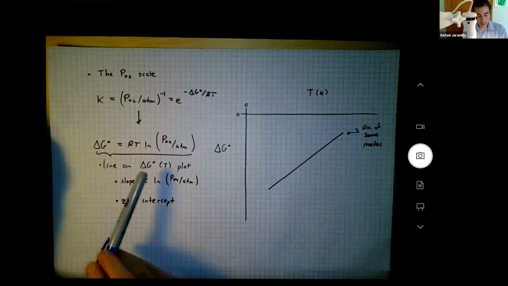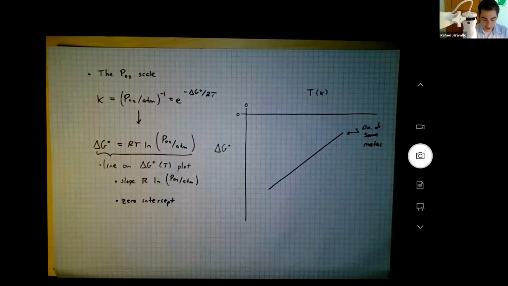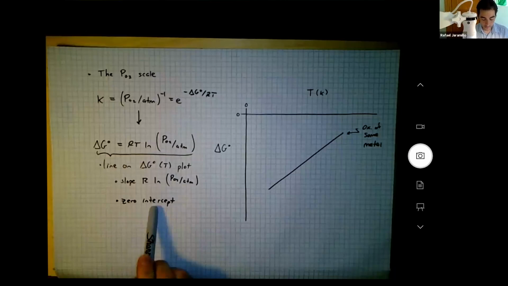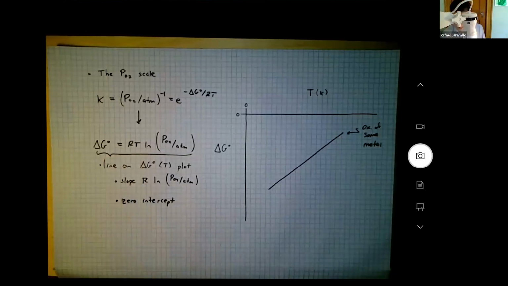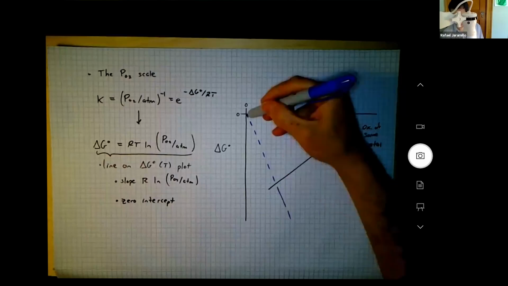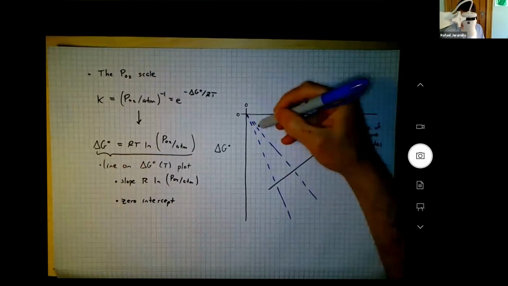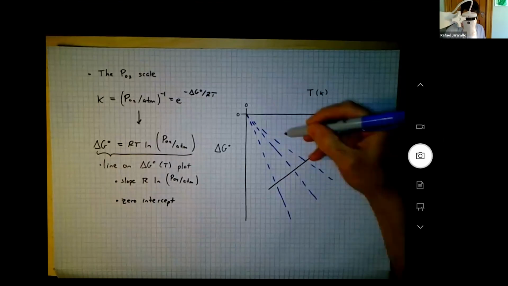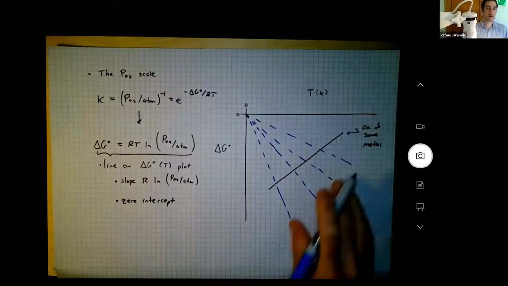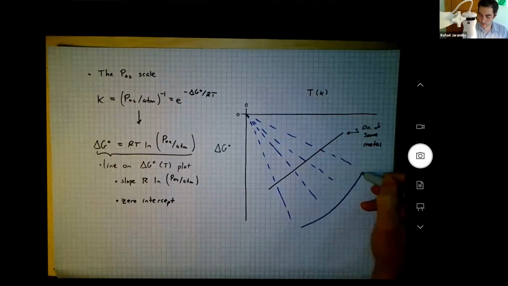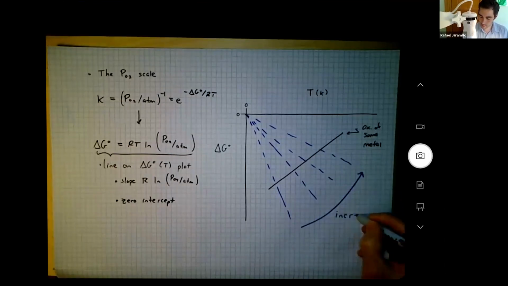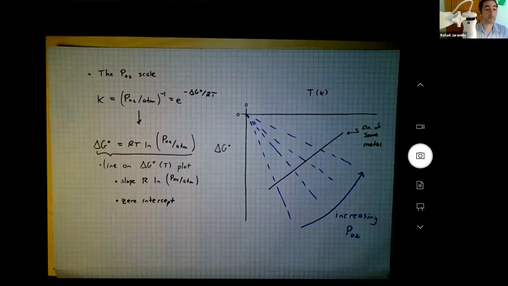And now I'm going to draw these PO2 contours, right? Delta G naught equals RT log PO2 over atmosphere. So I'm going to draw a series of lines, all with zero intercept and varying slope. And as I move in this direction, I'm increasing PO2. So that's what a Richardson-Ellingham plot is.